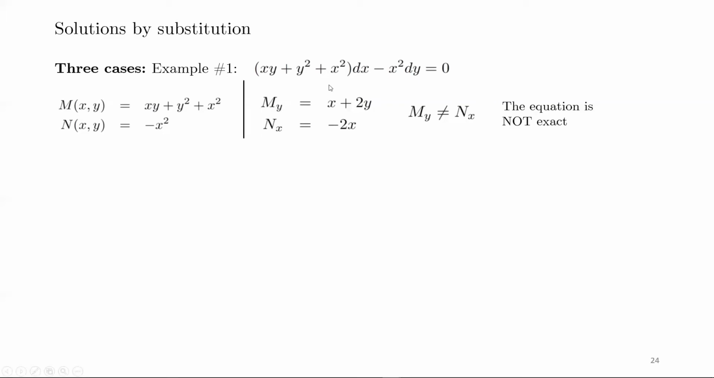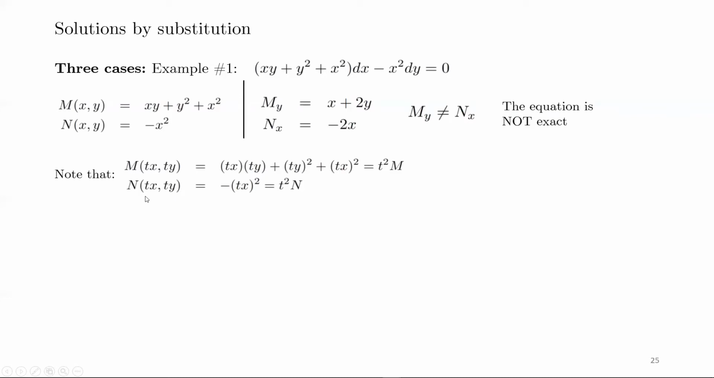But we could also check if this equation is homogeneous. So if we evaluate M at the point tx and ty, everywhere we see an x here, we're going to replace it with tx. Everywhere we see a y, we're going to replace it with ty. So we get tx times ty plus ty all squared plus tx all squared. And if you pull out a factor of t squared there, you'll see that that is simply t squared times x times y plus y squared plus x squared, which is equal to t squared times M evaluated at the point xy.